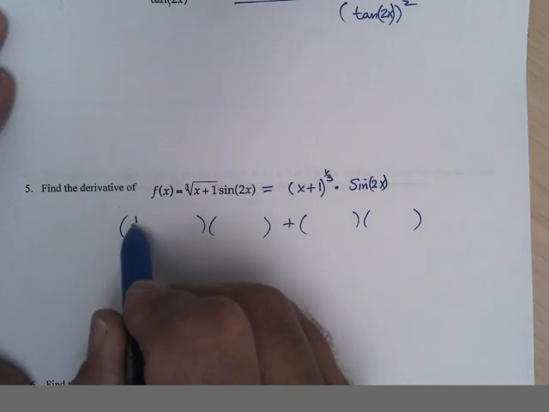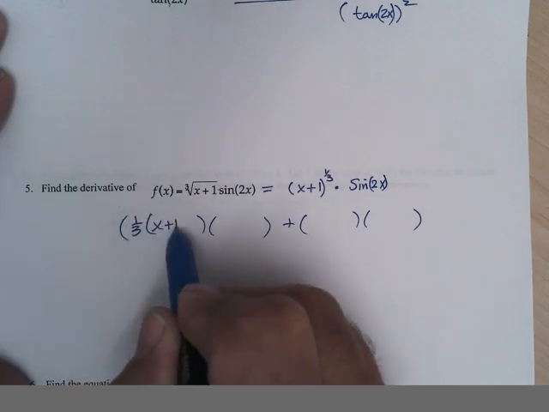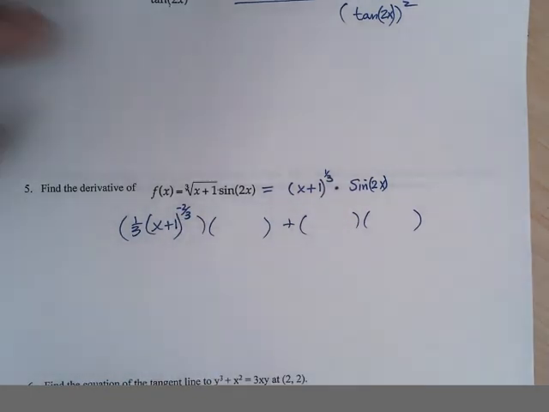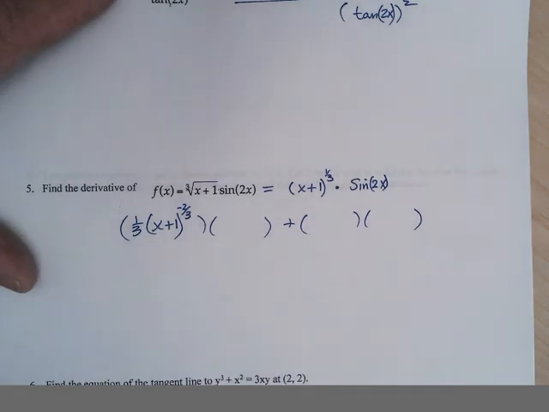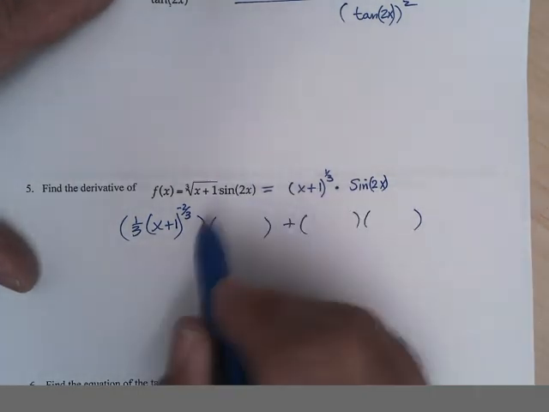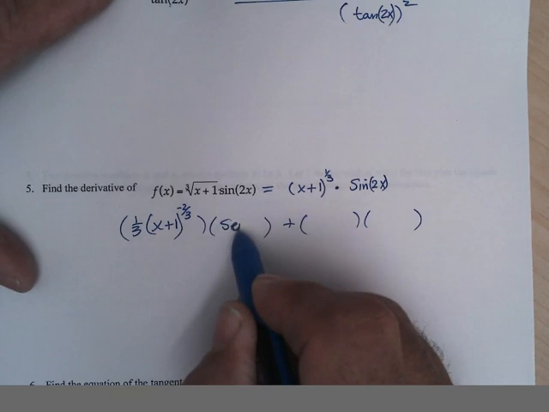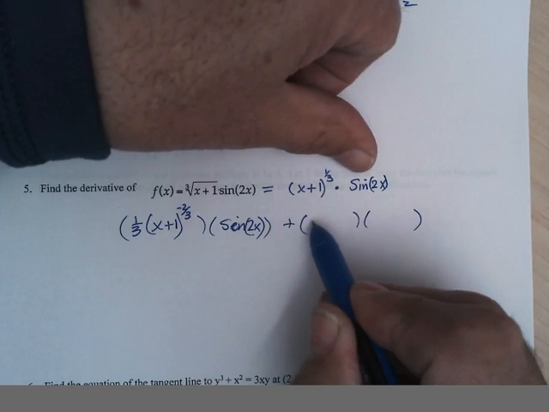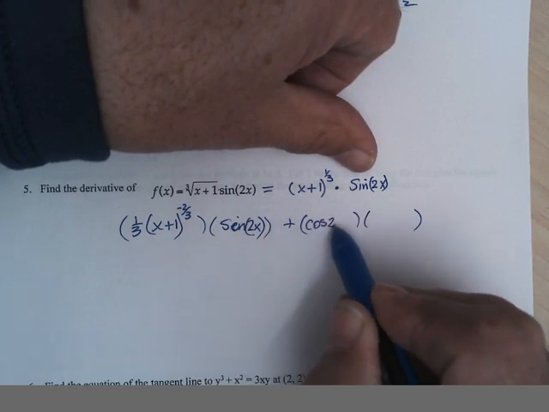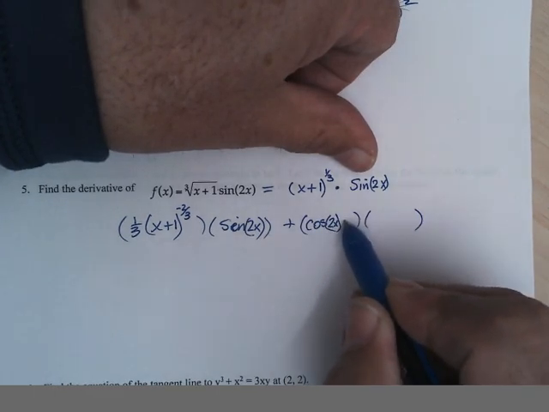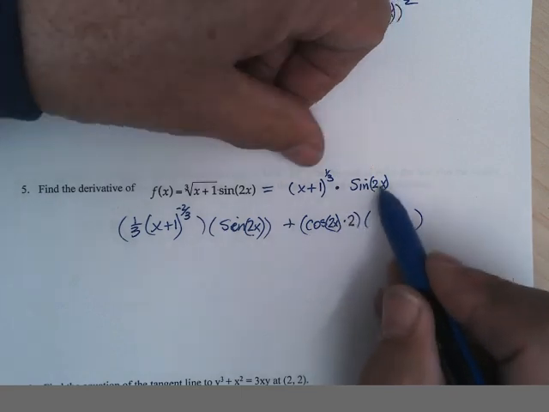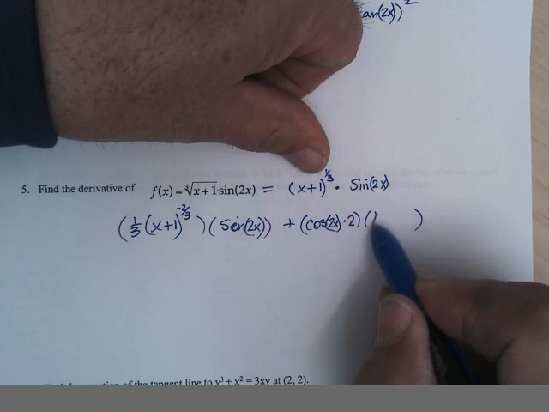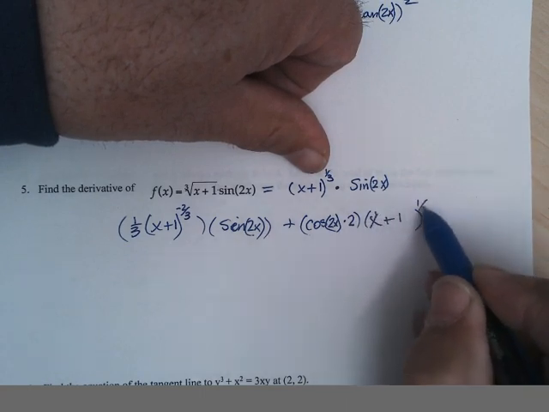Derivative of the first would be 1/3 (x + 1) to 1 less than 1/3, which is negative 2/3, times the derivative of the inside, but that's just 1, so we're okay there. Derivative of the first times the second, sine of 2x, plus the derivative of the second. The derivative of sine is cosine of 2x times the derivative of the inside, which is 2, times the first, which is (x + 1)^(1/3).